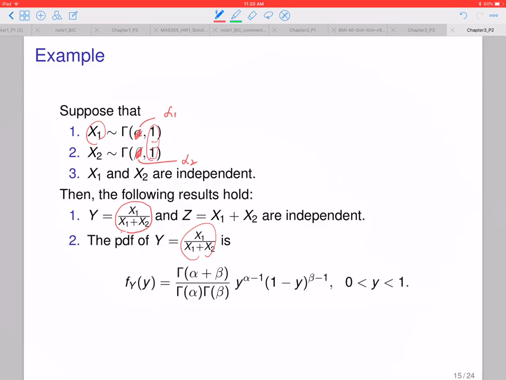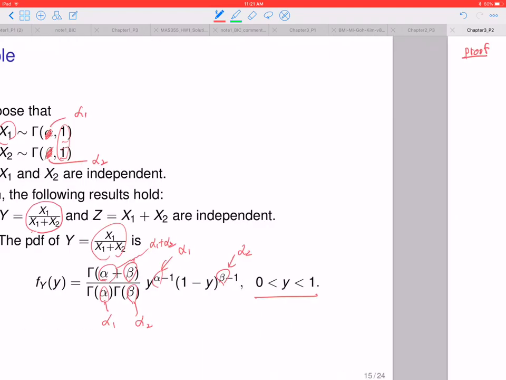Because x1 takes positive values and x2 takes positive values, the ratio should be somewhere between 0 and 1, and its PDF actually has this form. So this one should be alpha 1, alpha 2, alpha 1, alpha 2, something like that, right? So this one should be alpha 1 plus alpha 2. So I'm going to derive this one.